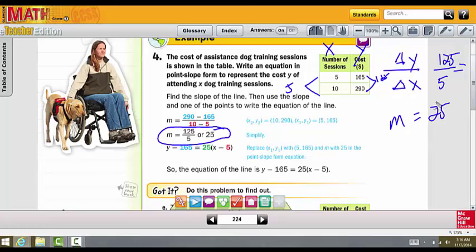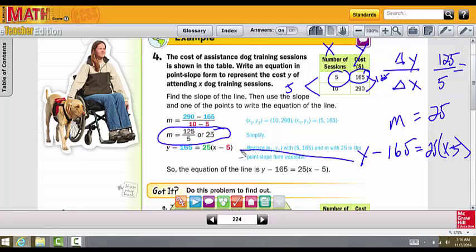So now we can put one of the points into the point-slope form. We'll put y minus our y coordinate, which is right here, 165, equals slope, 25, times the quantity x minus our x value, which is 5. And right there is where our point-slope form of the equation comes from. So the equation of the line is right here, as I wrote here. Please press pause and do letter E.